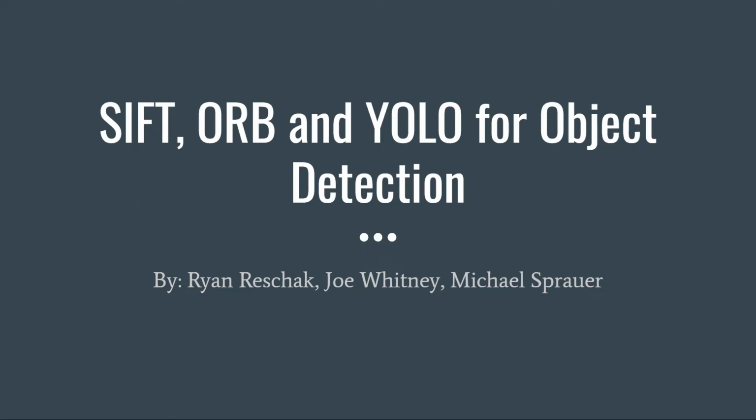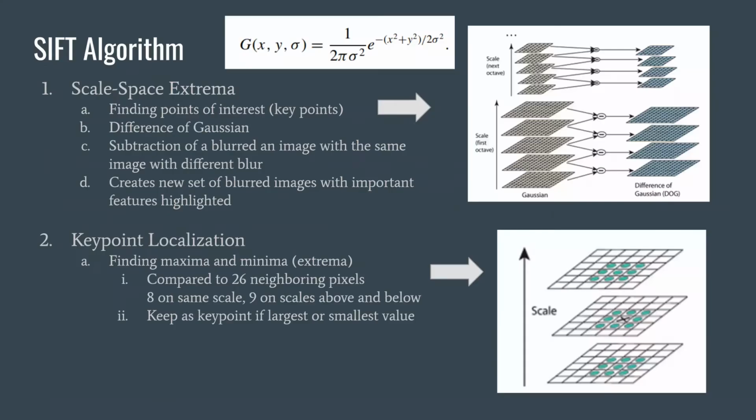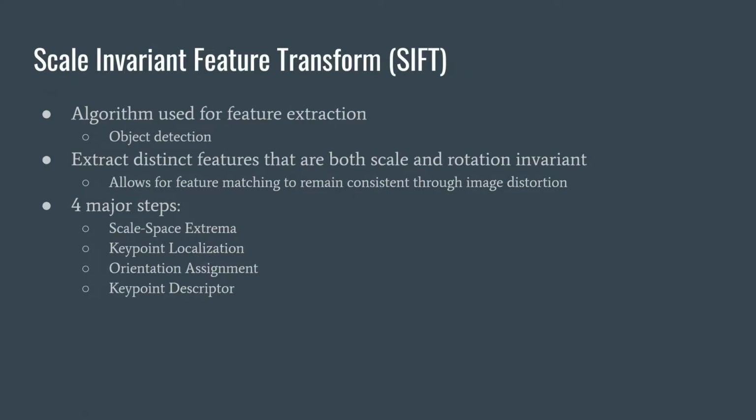I'm joined with Joe Whitney and Michael Sprar, and today we are going to discuss SIFT, ORB, and YOLO for object detection. The first algorithm we will discuss is the scale invariant feature transform, known as SIFT.